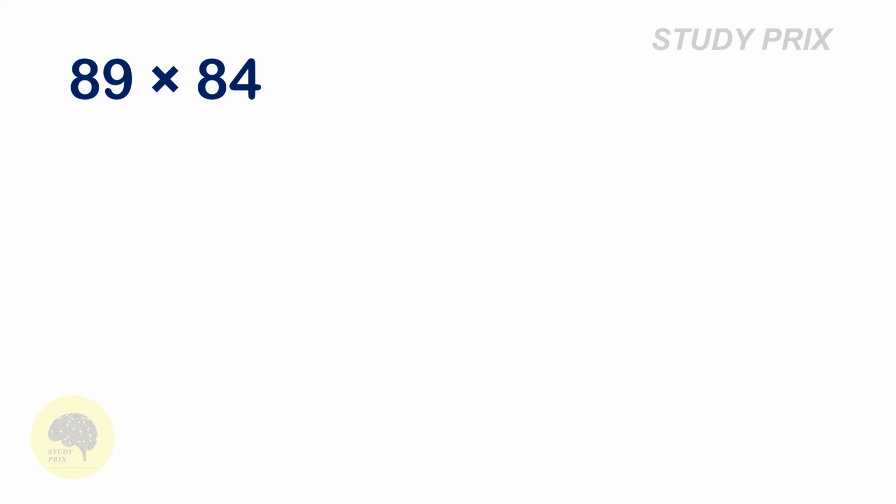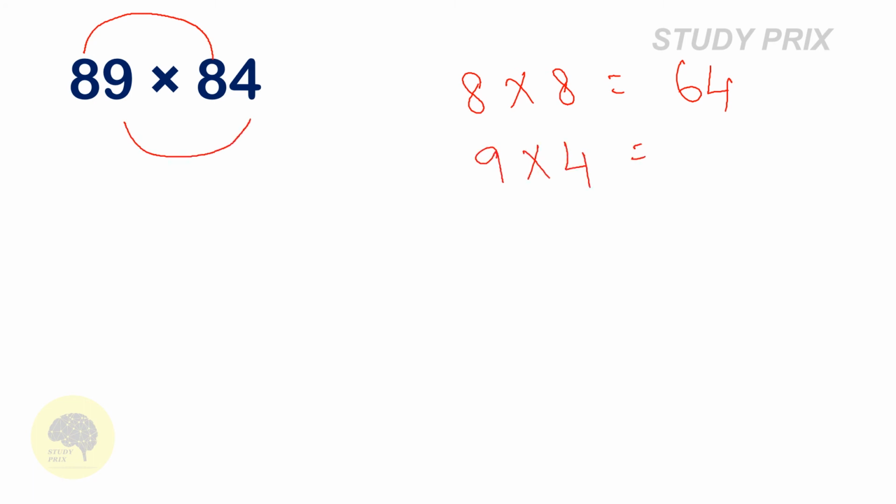This question somewhat differs from the others. Let's see what's the difference between this question and the others. The question given here is the multiplication of 89 and 84. What we have to do? Multiplication of tens place with another tens place, 8 into 8, which gives 64, and the multiplication of ones place with another ones place, which is 9 into 4, which gives 36. We have to write this as 6436.